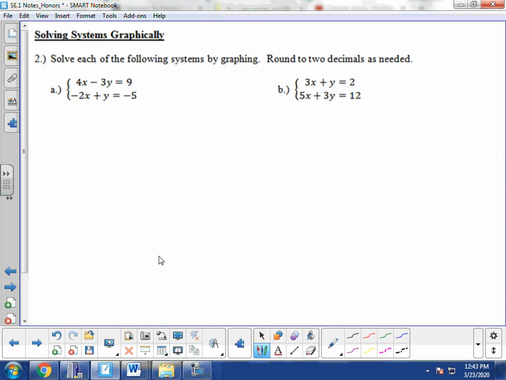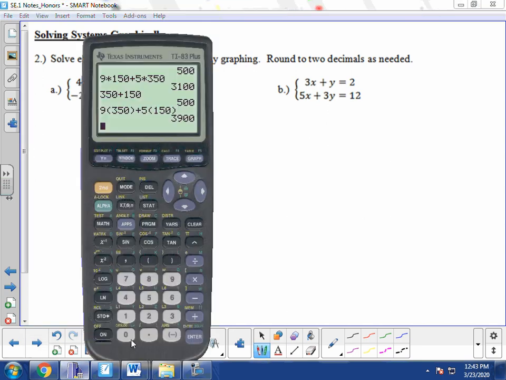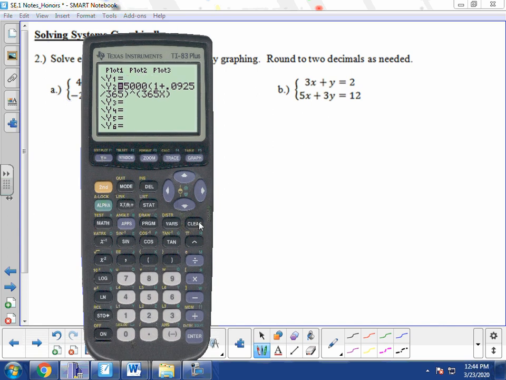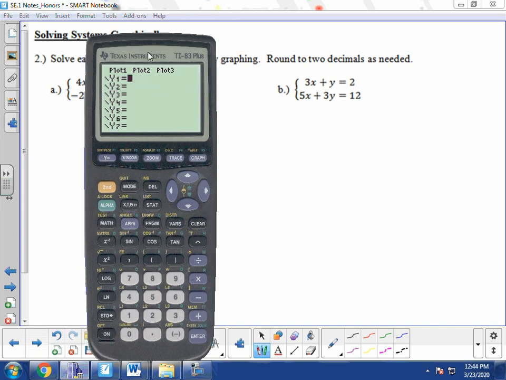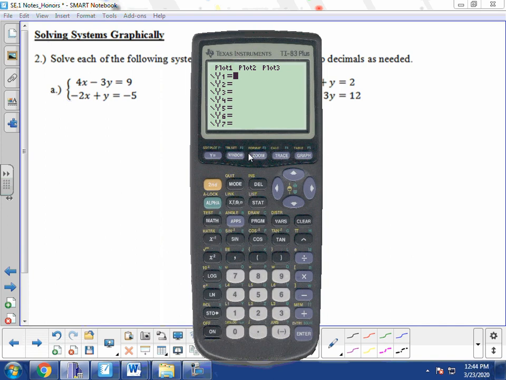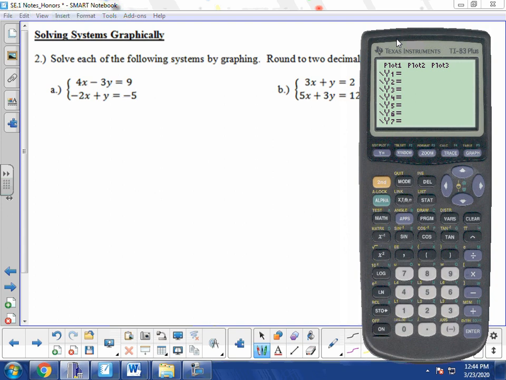So in part 2, question 2, it says solve each of the following systems by graphing. Round to 2 decimals if needed. So we want to use the graphing calculator. Now if I hit the y equals button in my graphing calculator, let me clear out anything that's in there. The only format that I can enter this in is y equals an expression. So what we want to make sure that we do with this system of equations is first we want to rewrite in terms of y.